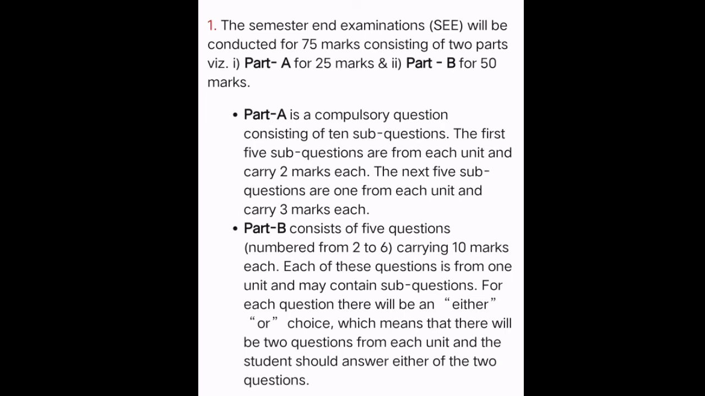Now we will move towards part B. In part B, there will be 5 questions in total, numbered from 2 to 6. Each of these questions is from one unit and may contain sub-questions such as A, B, C. For each question, an either-or choice will be given. That means there will be 2 questions from each unit, and the student should answer only one question out of 2. Finally, part B will be for 50 marks. So 25 plus 50, the total paper will be for 75 marks.